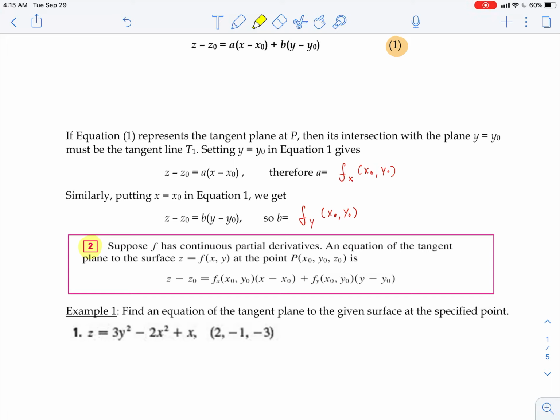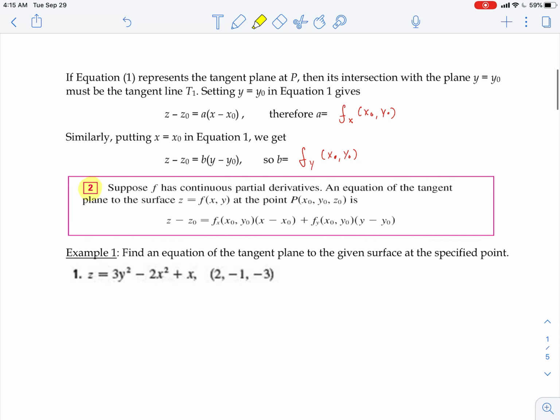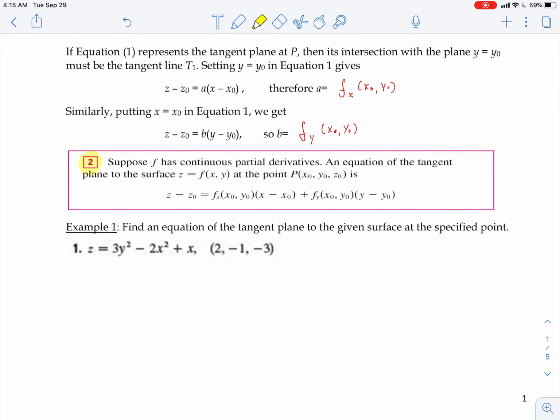And notice, it's very similar to finding the tangent line in Calc 1, Calc 2: y minus y sub 0 is equal to the slope times x minus x sub 0. And so example 1: we want to find an equation of the tangent plane to the given surface at the specified point. So let's go ahead and take it. Our surface is defined by z equals 3y squared minus 2x squared plus x. And we want to find a tangent plane at the point (2, -1, -3).